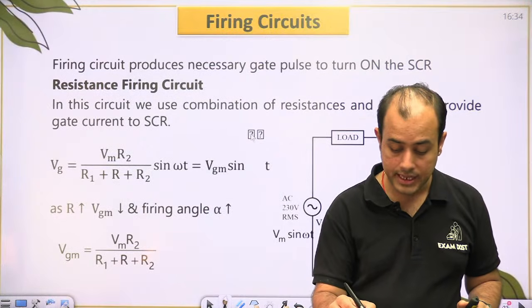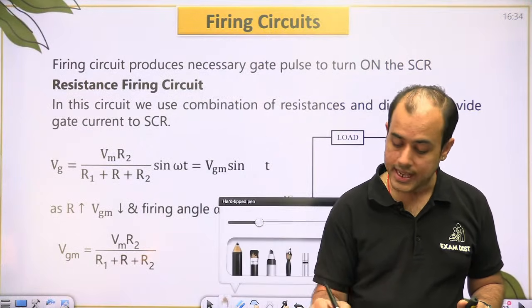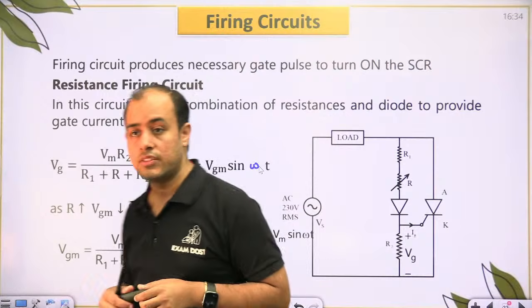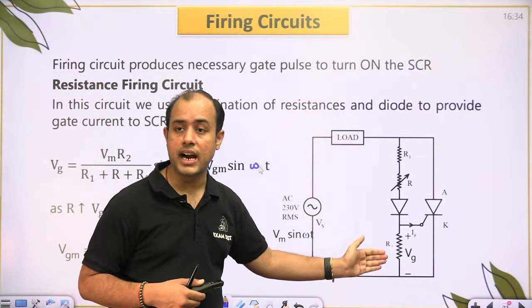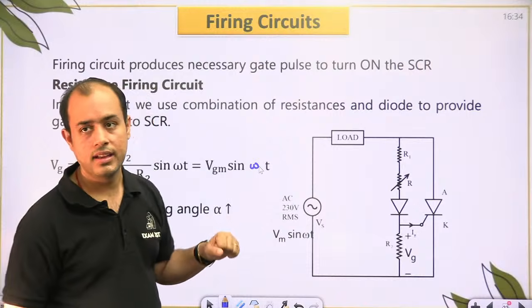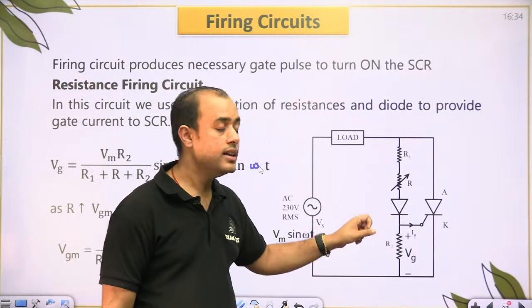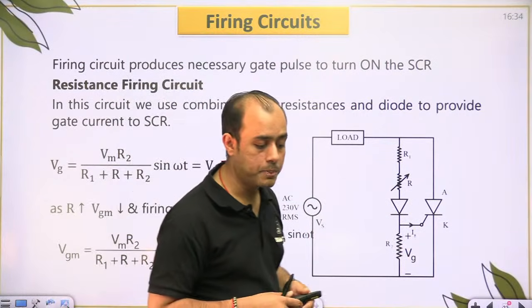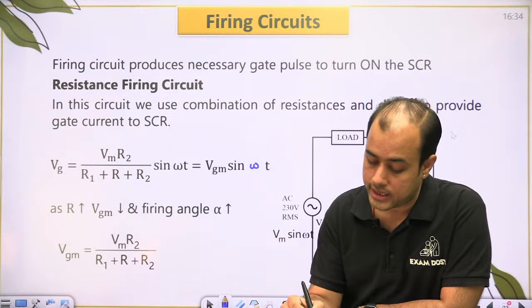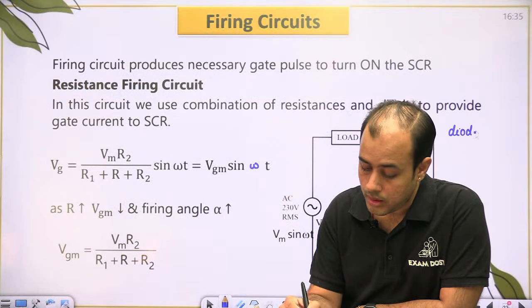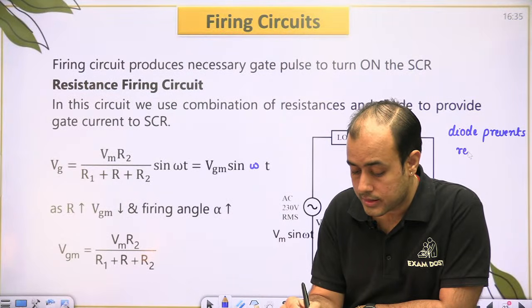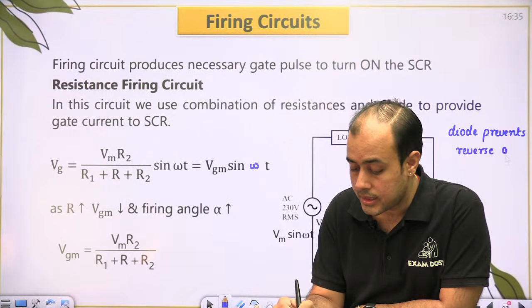Here I have a supply, I have a load, I have a SCR, and in between beta, I have a network of the resistances which are being used to trigger the SCR. Now, why are we using a diode? So that gate current does not flow in the reverse direction. So, diode prevents reverse flow of gate current. Now, beta, they are forming a voltage divider network.